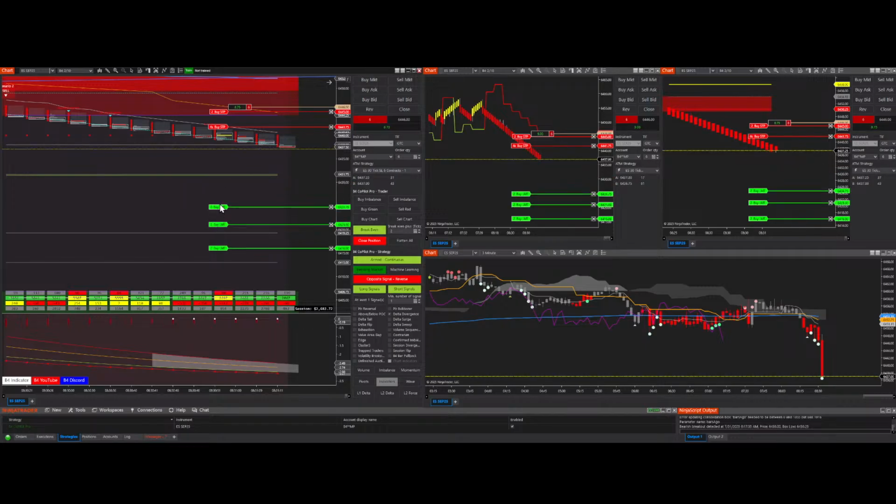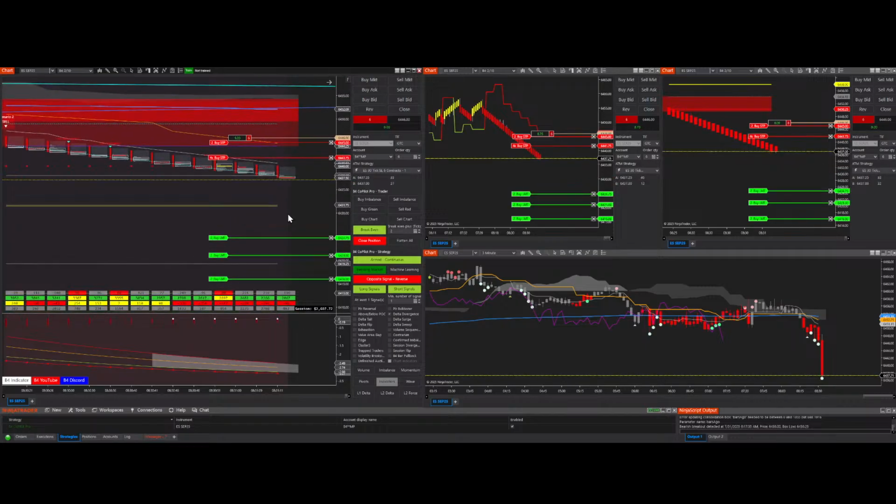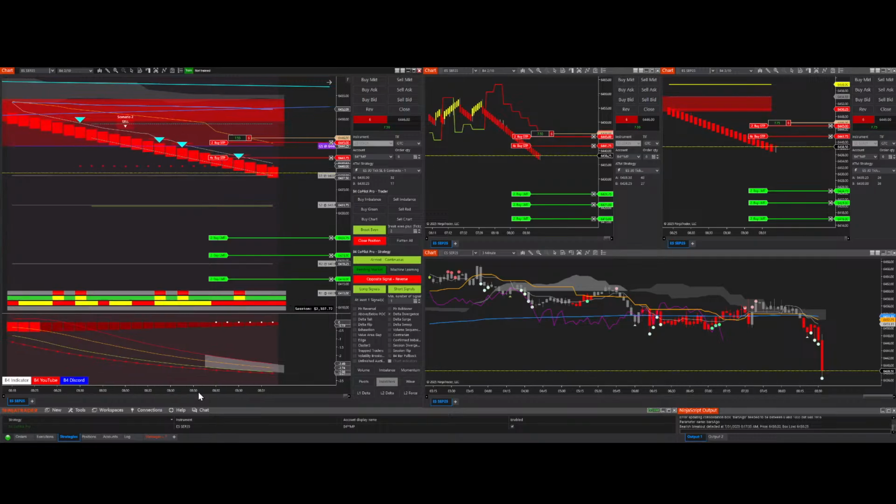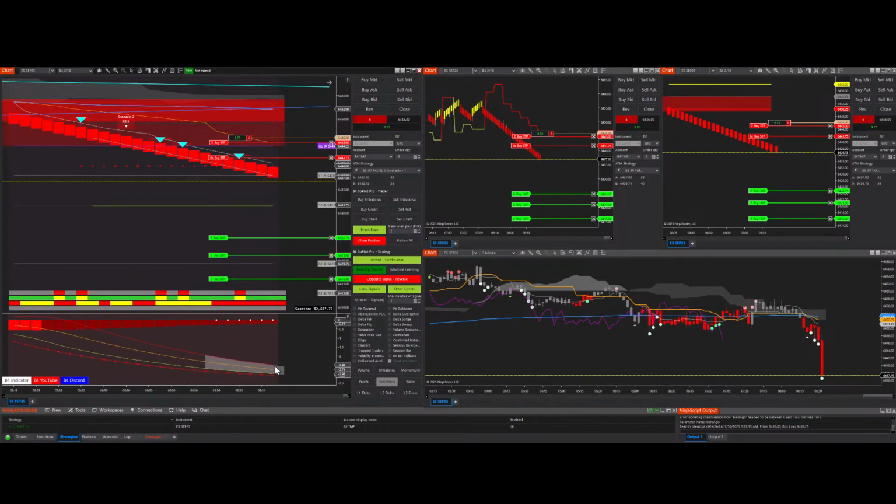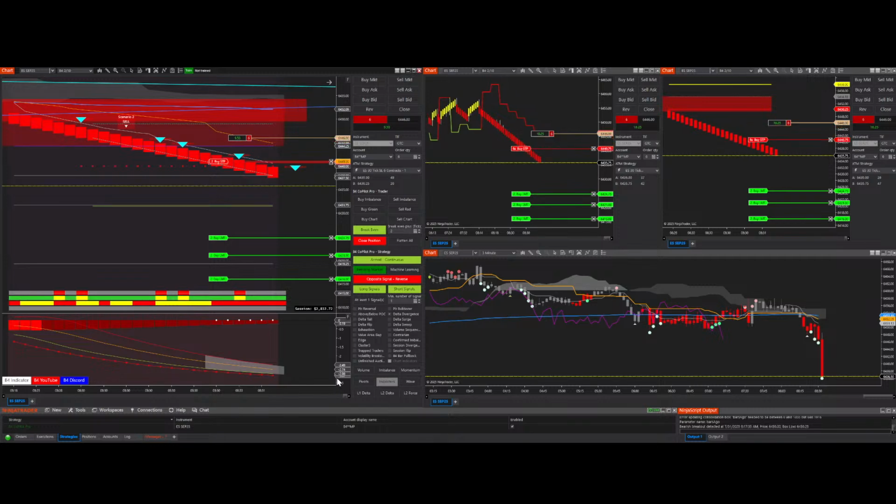Going live here with our first trade right out of the gate. We're extended here on the lower B4 indicators. The B4 bars at 210. It usually gets to about -3.